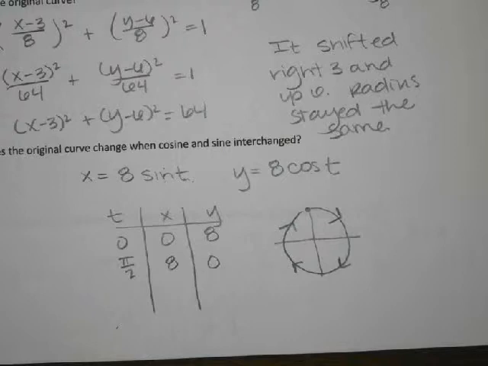So for rectangular coordinates, it would look exactly the same. But for a parametric equation, we would see that the orientation has changed, so the direction has changed, okay?